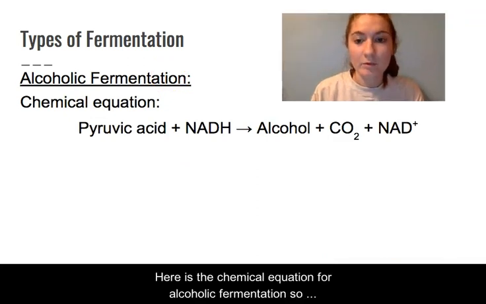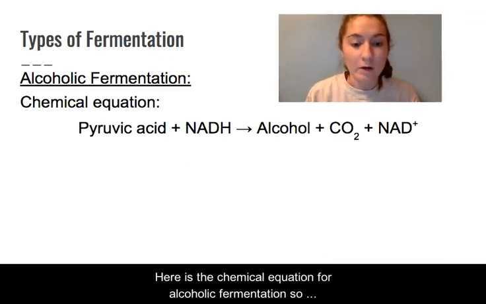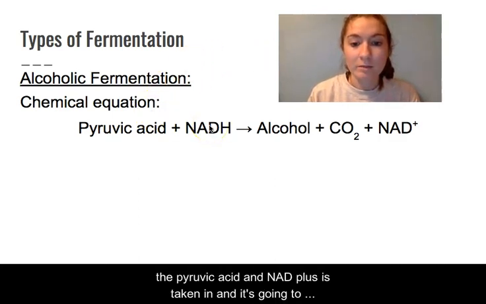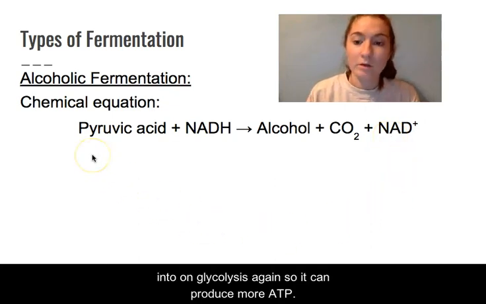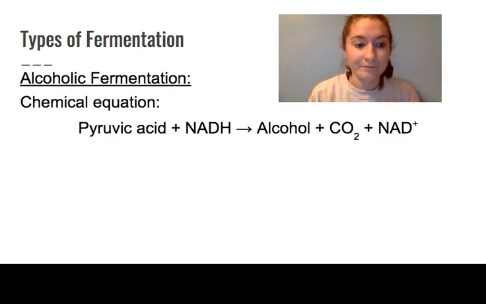Here is the chemical equation for alcoholic fermentation. So the pyruvic acid and NAD+ is taken in, and it's going to produce alcohol, CO2, and more NAD+ to go back into glycolysis again, so it can produce more ATP.